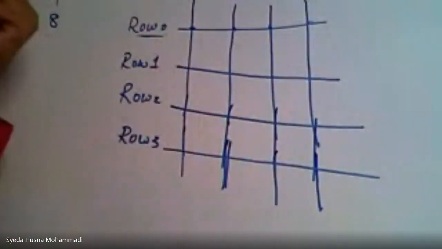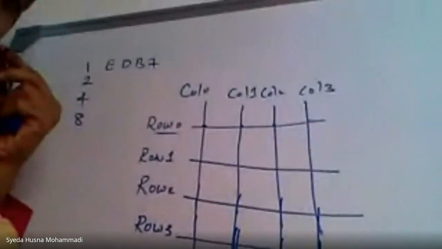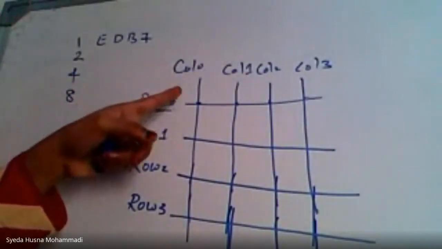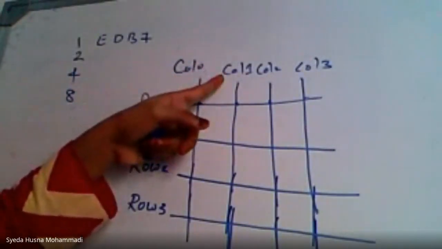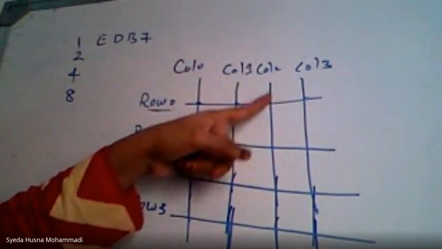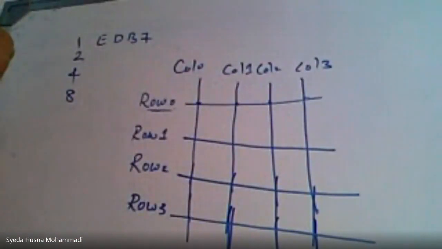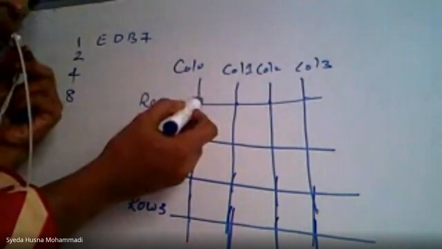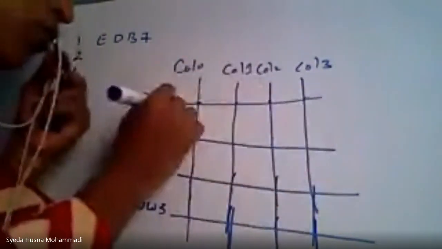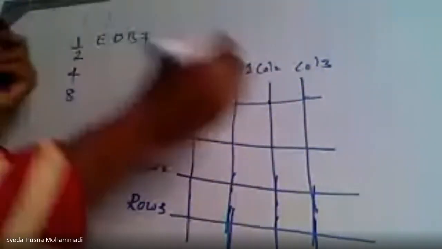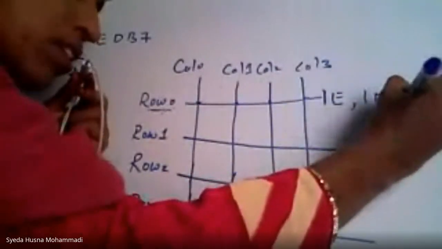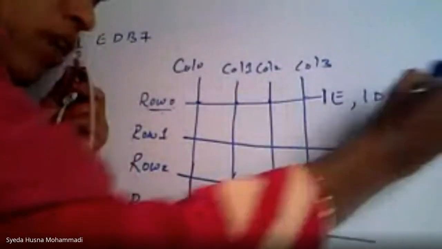To check whether it is row 0, the value is 1. Now we have to check whether the key was pressed in column 0, column 1, column 2, or column 3. So for row 0, the value is 1, and you have to check whether it is 1E, 1D, 1B, or 17. Did you get the concept?